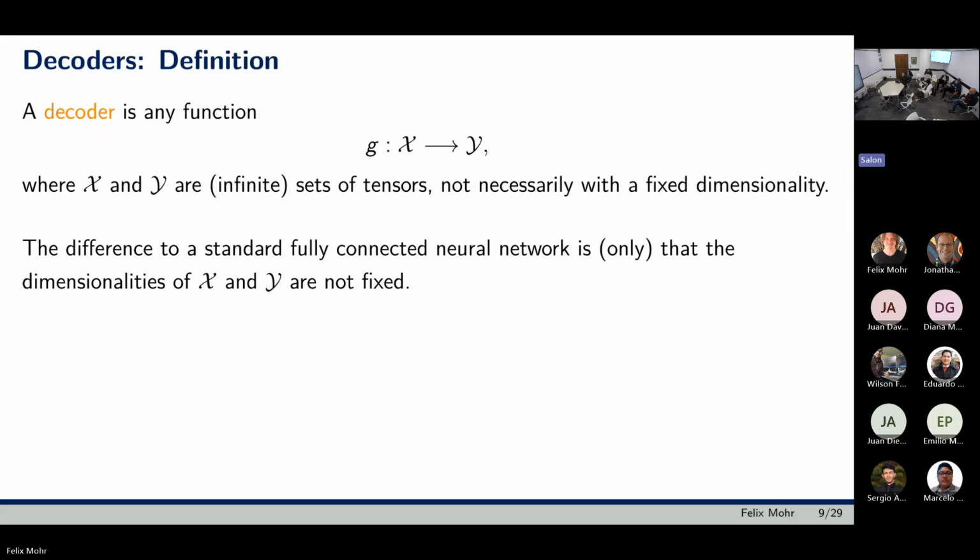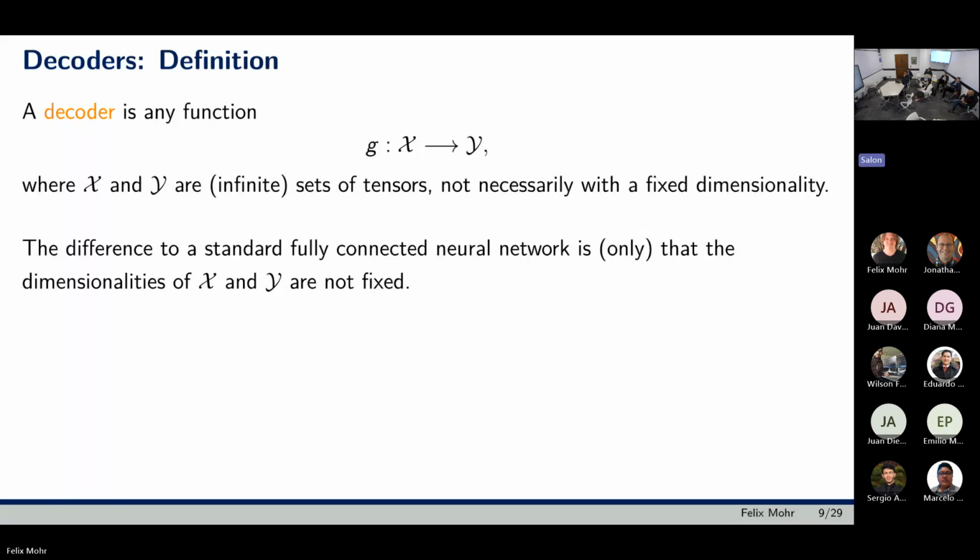Now, a decoder is any function g that maps from x to y, where x and y are sets of tensors. This looks a bit strange because this is what a neural network always does: I take a tensor and I produce another tensor, maybe a vector. So what's special about this? What is special is that in a standard neural network, X is not only a set of tensors, but actually a vector space.